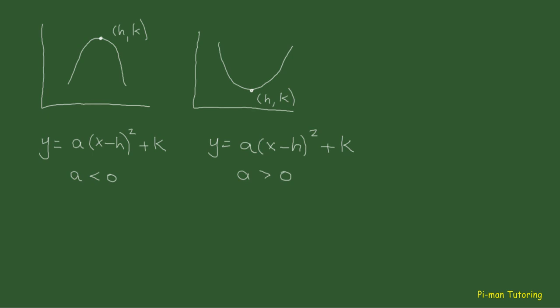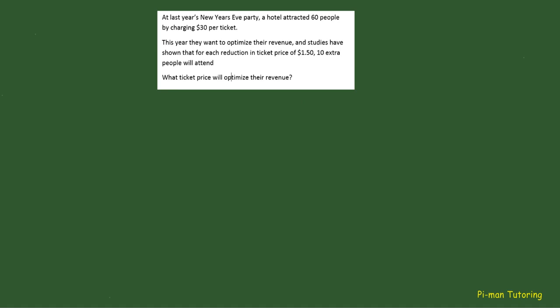So let's look at a typical problem of optimization. At last year's New Year's Eve party, a hotel attracted 60 people by charging $30 per ticket. And this year they want to optimize their revenue. They've done some studies that have shown that every time they reduce the price by $1.50, they can get 10 extra people to attend. And the question is, what ticket price will actually optimize their revenue?